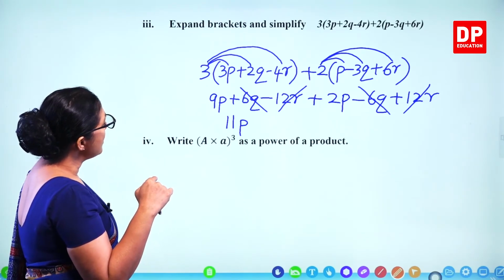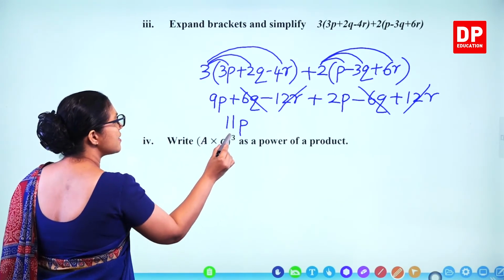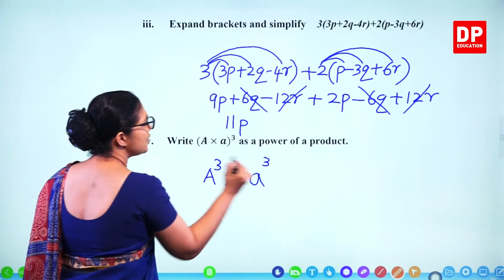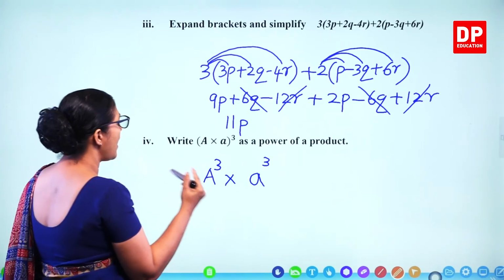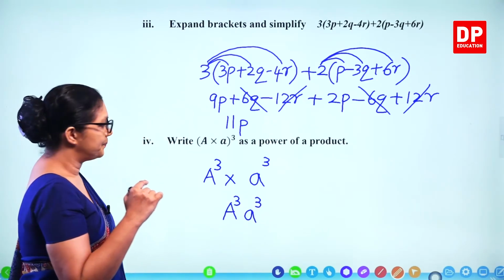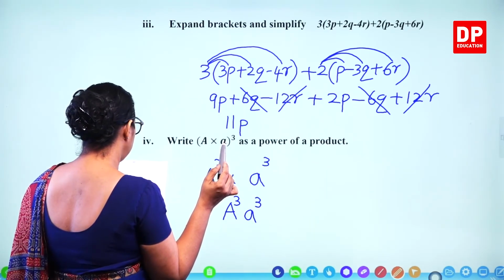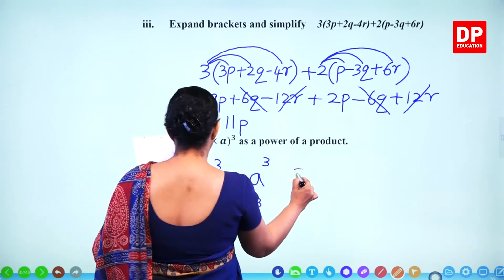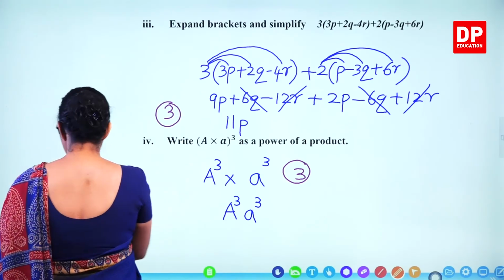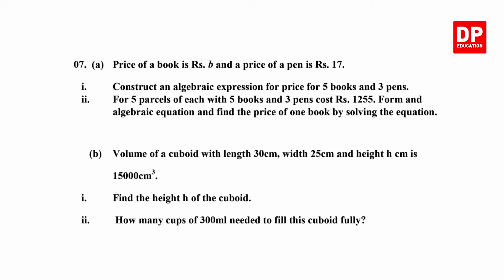Then write a into a into a, simply a to the power 3, as a power of a product. So this means you have to consider power 3 as well as this one power 3. So you can write like this, or without the multiplication sign you can write this way as well. So how many marks? You are getting 3 marks for this one and 3 marks. So 3 and 3 is 6 and 5, 11 marks.